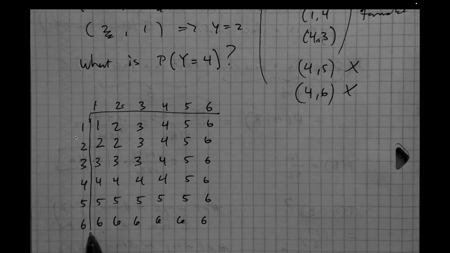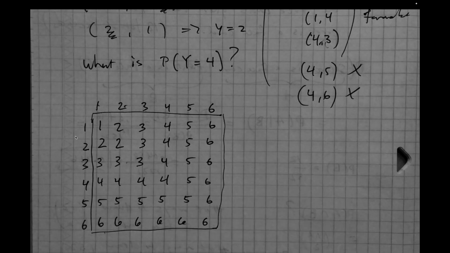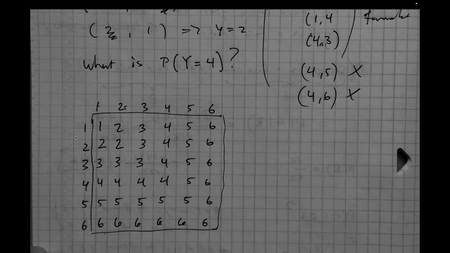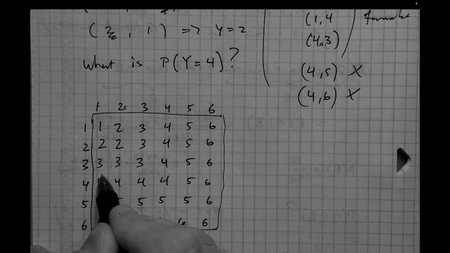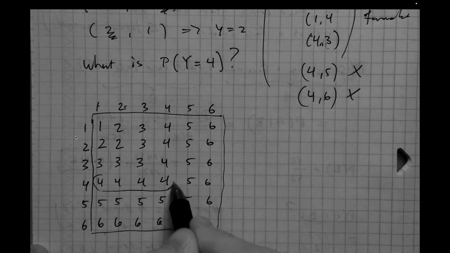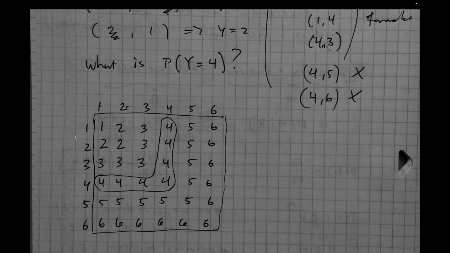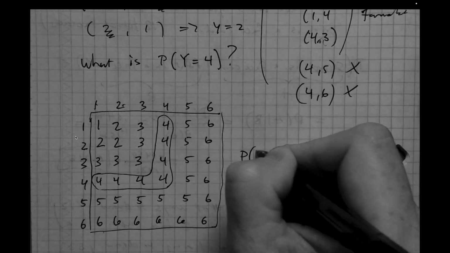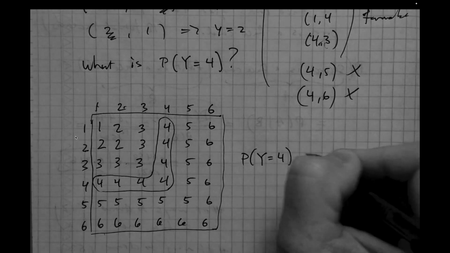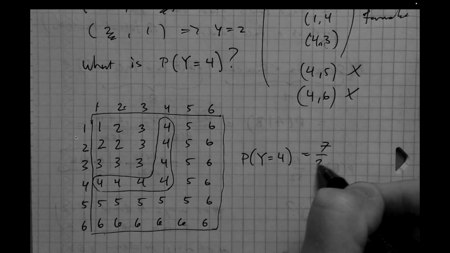Okay, so you've got your 36 possible outcomes here. And to each of those outcomes, we have assigned a number, namely the larger of the 2 rolls. And so there's 36 total. And we can see that the outcomes of interest are the 4s. Okay, and there are 7 of them. So the probability that y is equal to 4 is 7 out of 36.